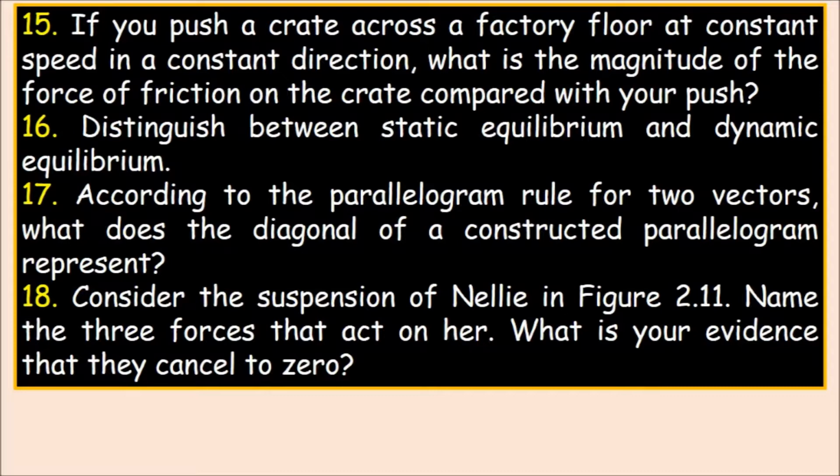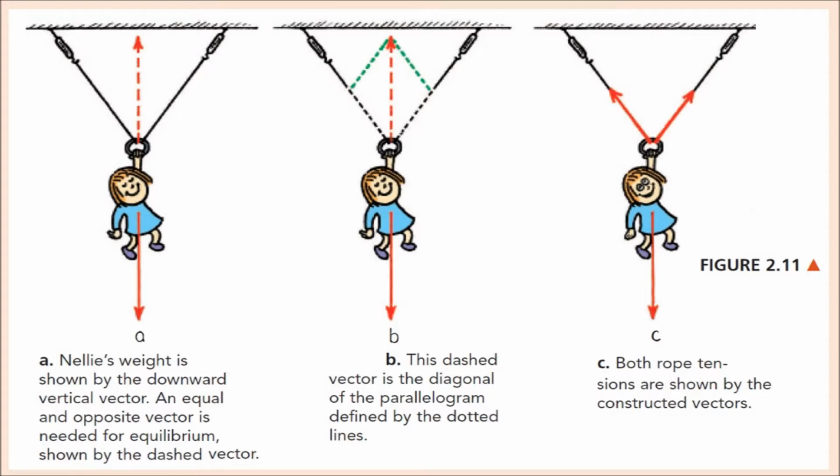Consider the suspension of Nellie in figure 2.11. Name the three forces that act on her. What is your evidence that they cancel to zero? All right, this is Nellie, figure 2.11. Nellie's weight is shown by the downward vertical vector. An equal and opposite vector is needed for equilibrium, shown by the dashed vector B. This dashed vector is the diagonal of the parallelogram defined by the dotted lines. C, both rope tensions are shown by the constructed vectors.